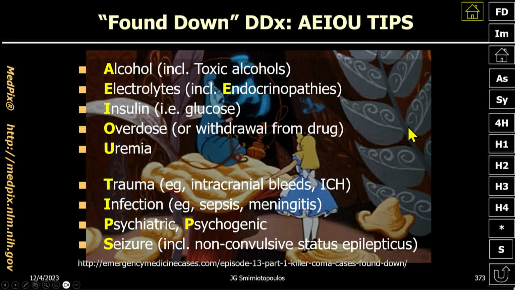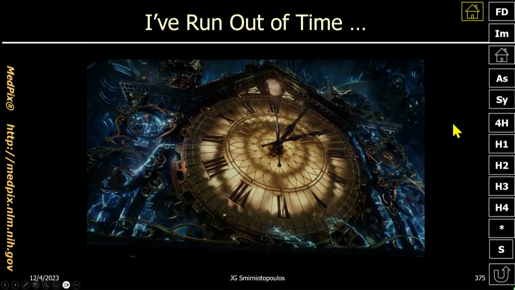One of the things that you find in the literature are these mnemonics and acronyms, and so this is the found down AEIOU TIPS. This is fantastic, especially down here at Disney World, but then I have to remember what all the darn letters stand for in the mnemonic, and I can't really do that.